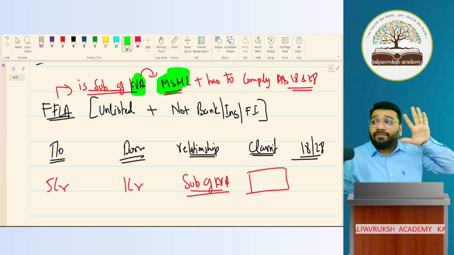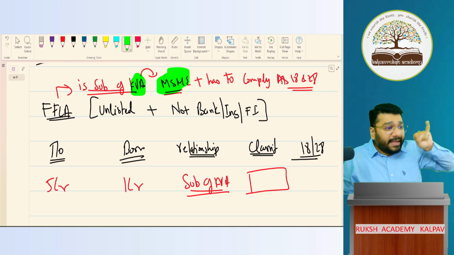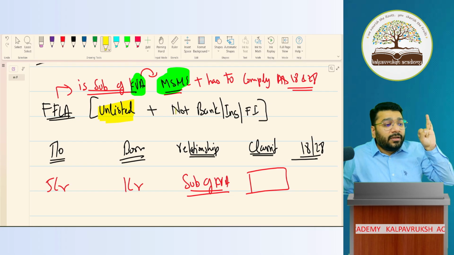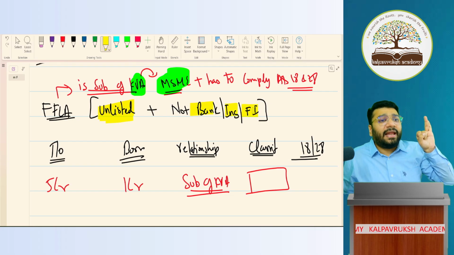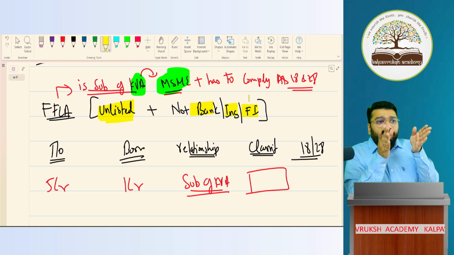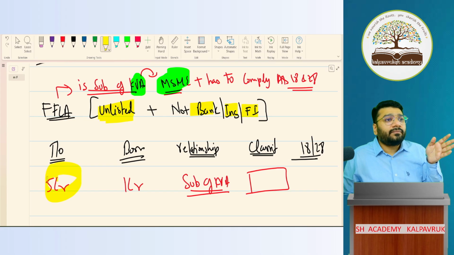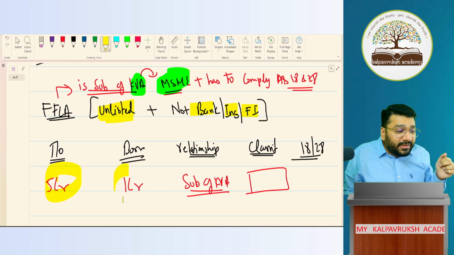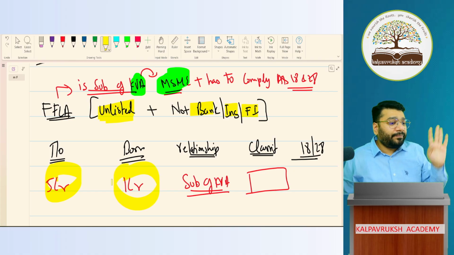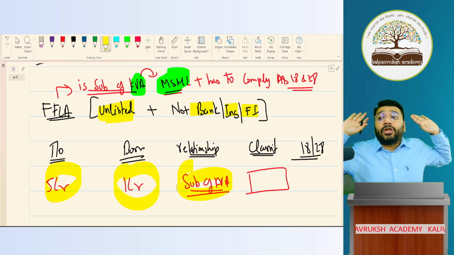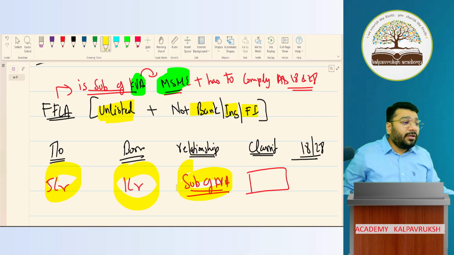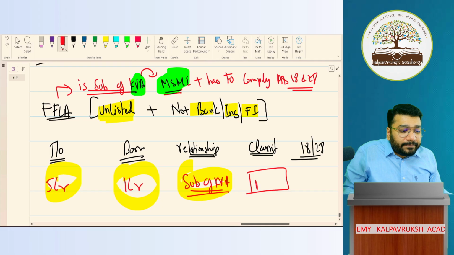For FFLA, will I check 5 conditions? Yes. FFLA is unlisted, not listed. Nor bank, nor insurance, nor financial institutions. Turnover 1 rupee to 250 crores, it is well within that. So I'm MSME. Borrowing 1 rupee to 10 crore, I'm within that. Plus, I'm not a subsidiary of a large entity. So I'm still MSME.